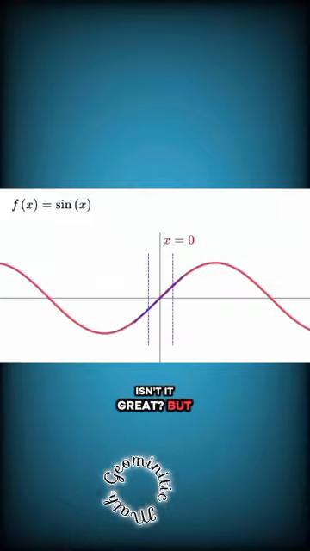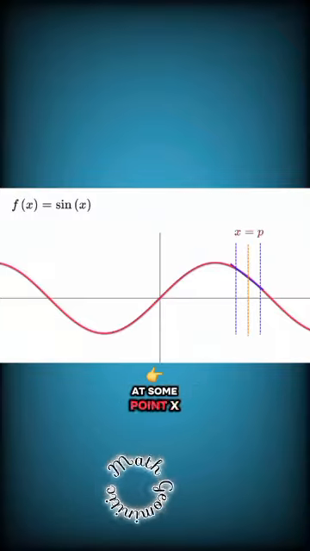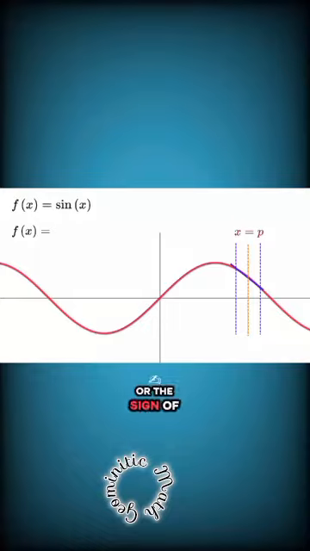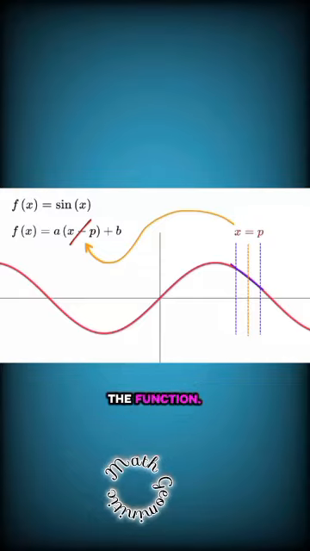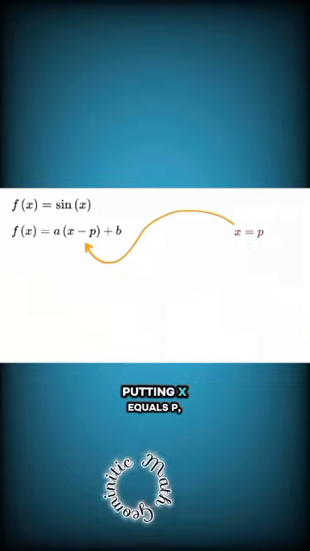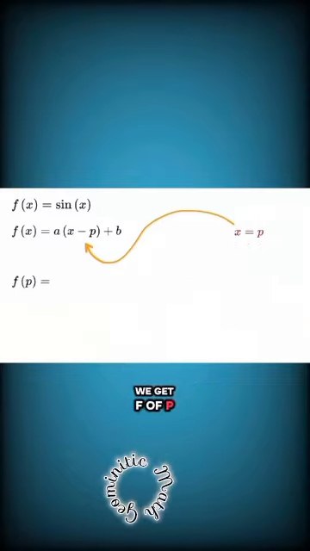Great! But if instead of origin, say we want to approximate f of x at some point x equals p, then what we can do is approximate f of x, or the sine of x, as a times x minus p plus b. We do it like this, so that when x equals p, the bracket x minus p becomes 0, and the approximation automatically matches the actual value of the function at that point. Like putting x equals p, we get f of p equals this. This becomes 0, and thus f of p equals b.